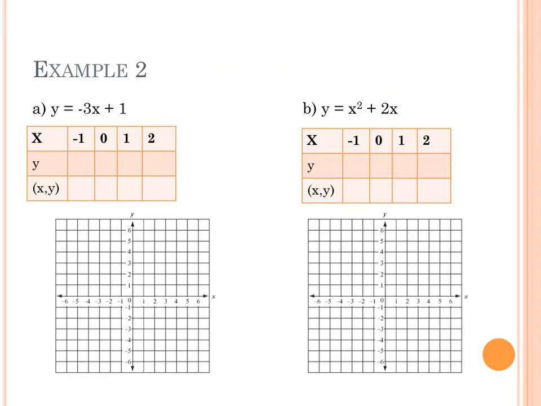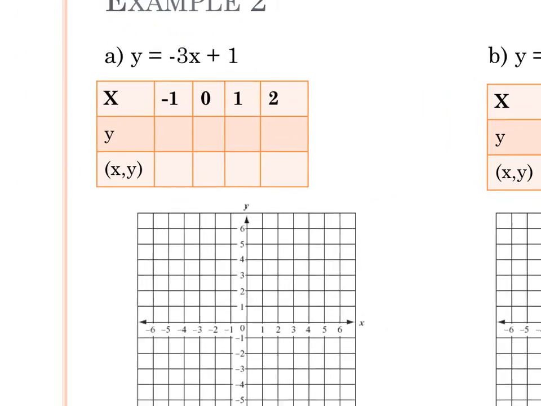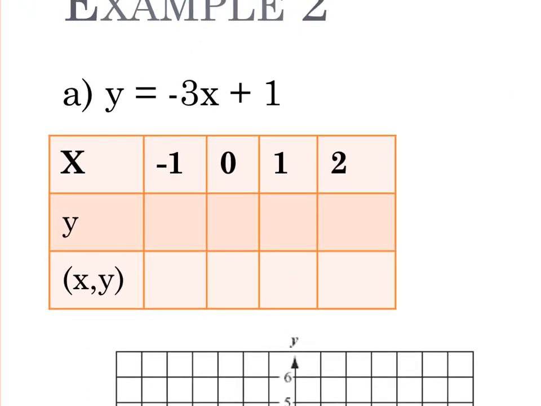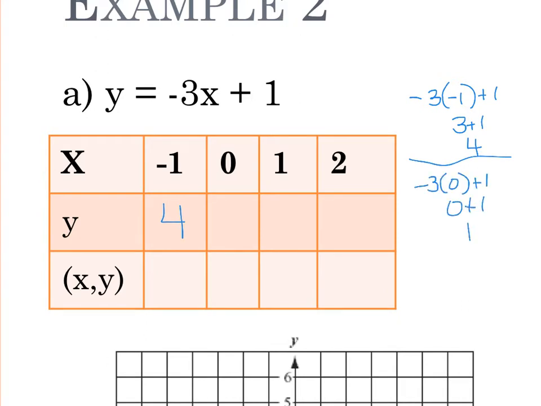Sometimes they'll give you the points like this. So hopefully you can use some prior knowledge to figure out what this graph could look like. But if not, let's say it's not as simple as this, then you plug in some points. So I'm going to plug in each point into my equation. -3 times -1 plus 1, 3 plus 1, which is 4. And then go to the next one. -3 times 0 plus 1, 0 plus 1, which is 1.